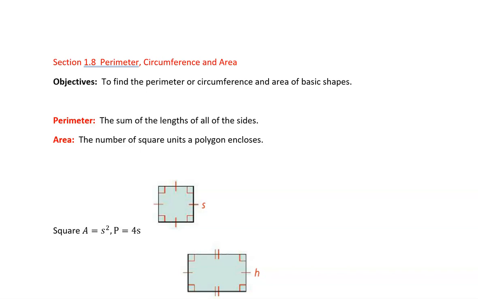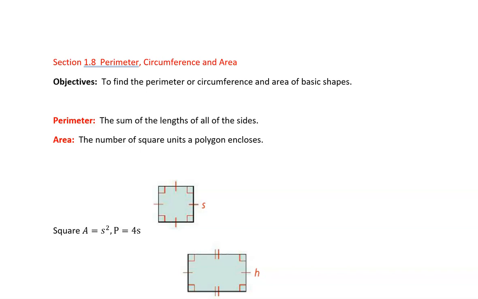First of all, let's talk about the differences between perimeter and area. Perimeter is the sum of the lengths of all the sides. So for instance, if you were going to put a fence around your yard, it would be how much fence do you need? If you wanted to put trim board around the room, how much trim board would you need?